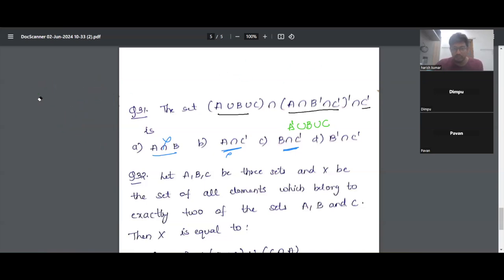What about the 32nd question? Have you solved it? Anyone? I explained the logic, right? How to solve it.